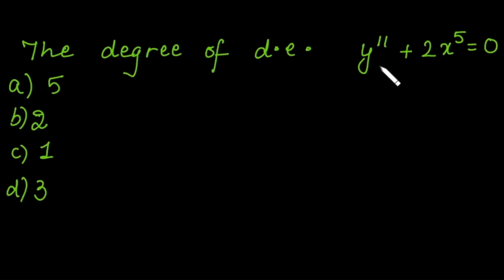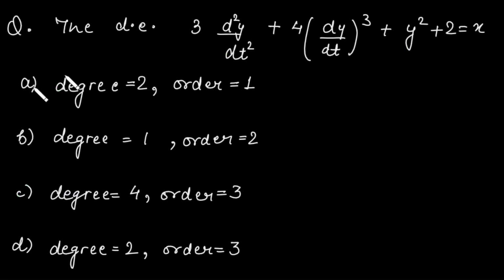Next question is, what is the degree of this differential equation? This is a second order derivative plus twice of x raised to power 5. So first find its order. Order in this case is the highest order derivative, that is 2. What is its power? Power is 1. So in this case the degree is 1.